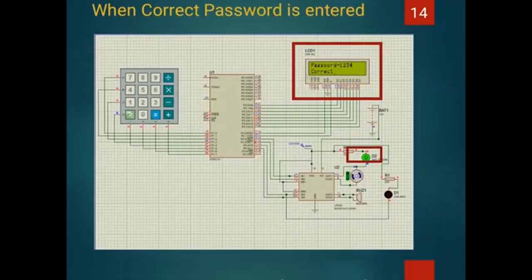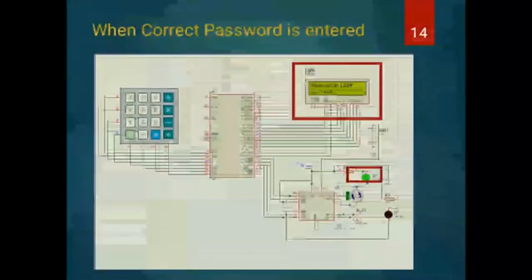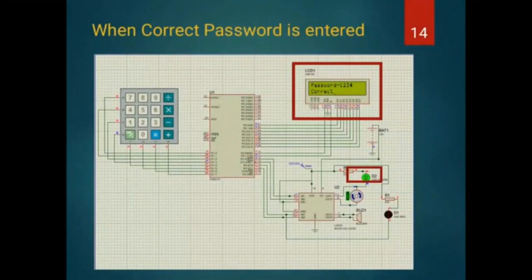Result: when we put the correct password, here 1234 is used as the correct password, then the LCD displays correct and the door motor starts to open the door. A green LED light also turns on at the same time.